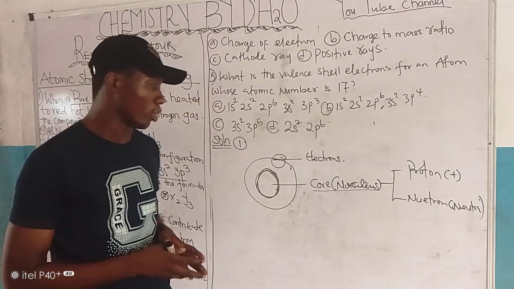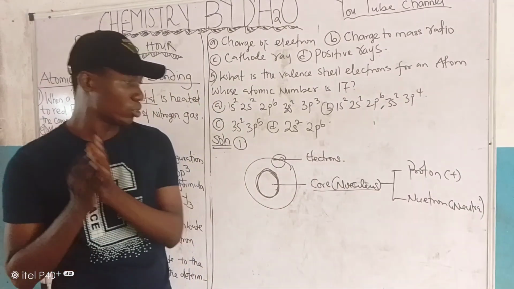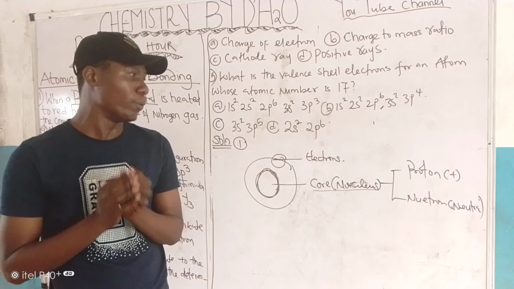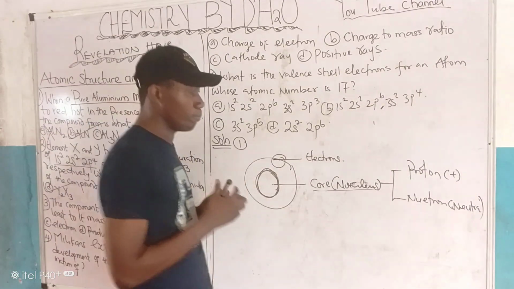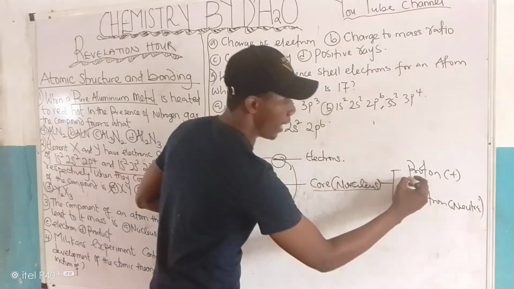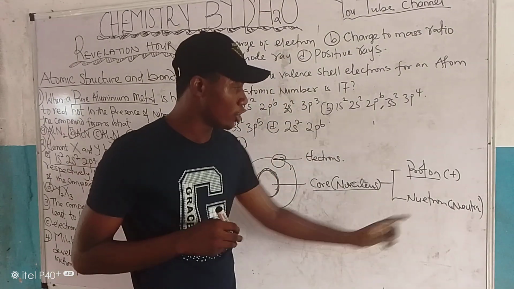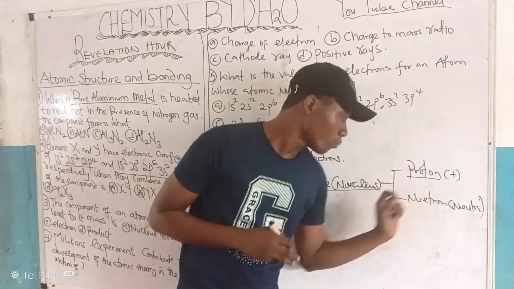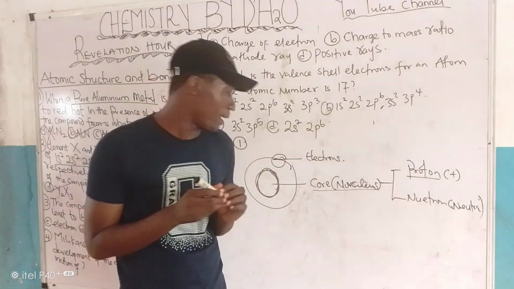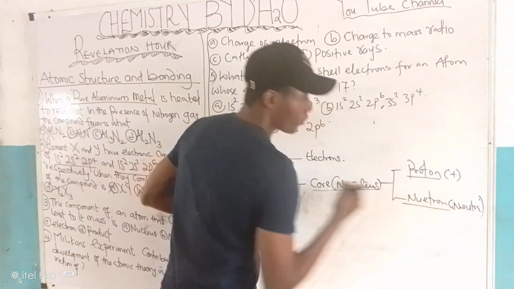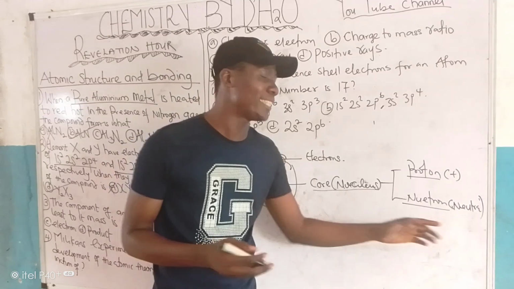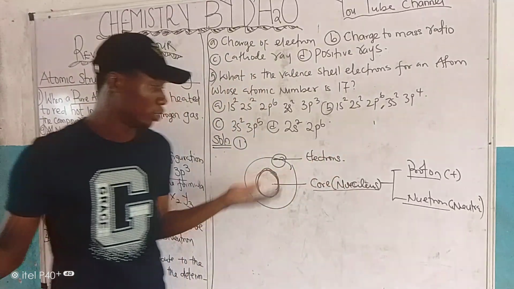The center of the atom, which is also called the nucleus, contains two subatomic particles. What are the particles found in the nucleus? Number one, the proton. This proton is positively charged. The second subatomic particle found in the nucleus is called the neutron. The neutron has no charge, it has a neutral charge or zero charge.